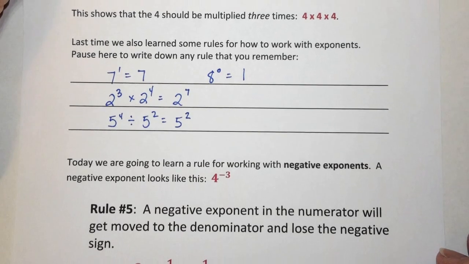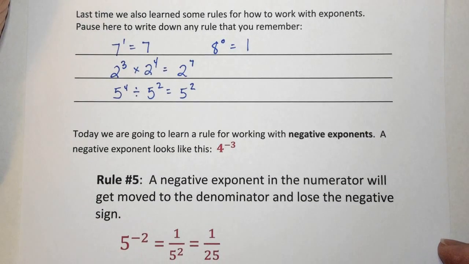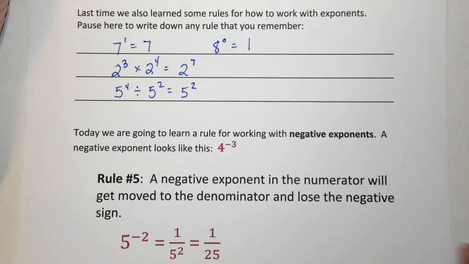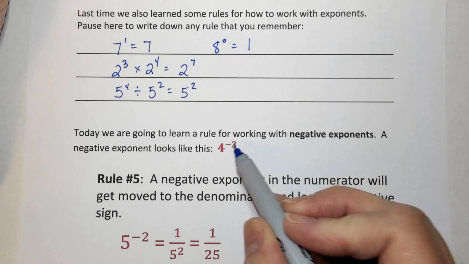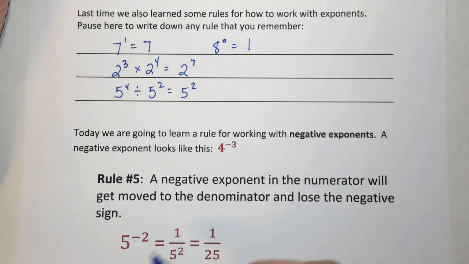Now today we're going to learn a fifth rule. This is a rule for working with negative exponents. It says a negative exponent in the numerator will get moved to the denominator and lose the negative sign. Okay, see our negative exponents here? This might look a little bit strange to you, so I think it's a little bit easier to understand the rule if we look at it.